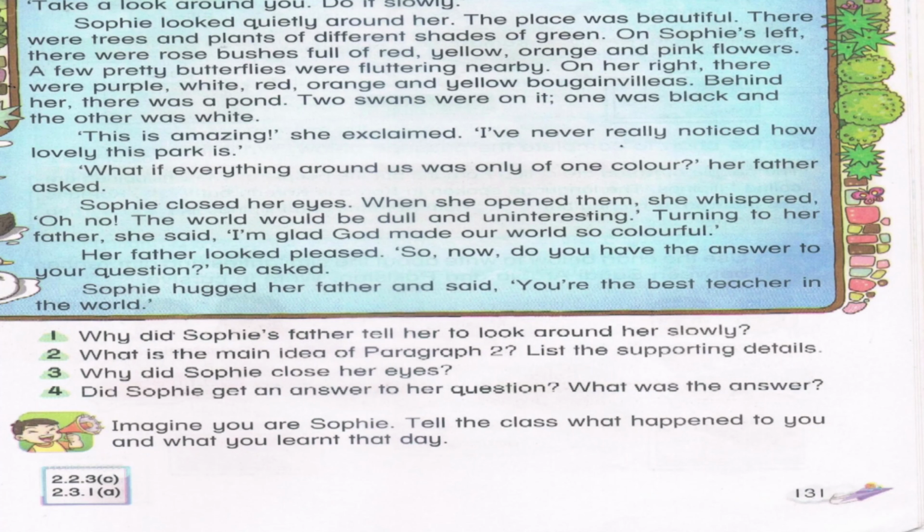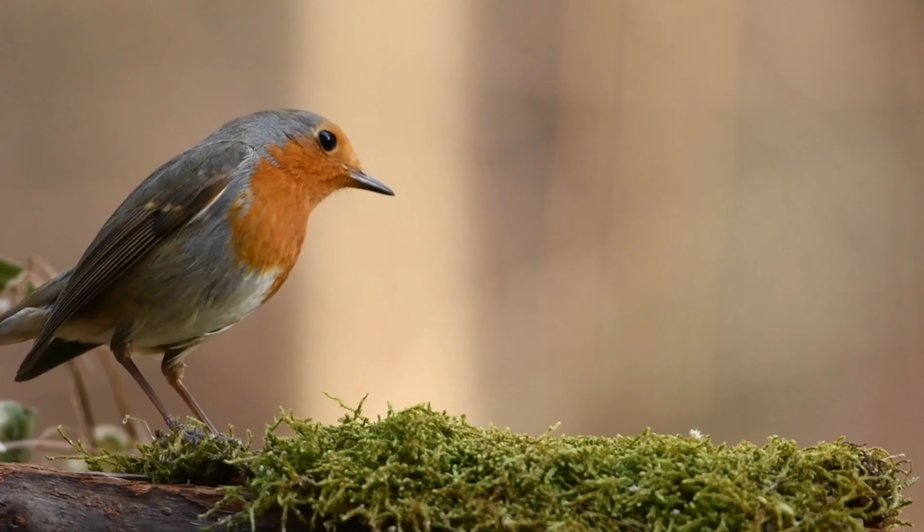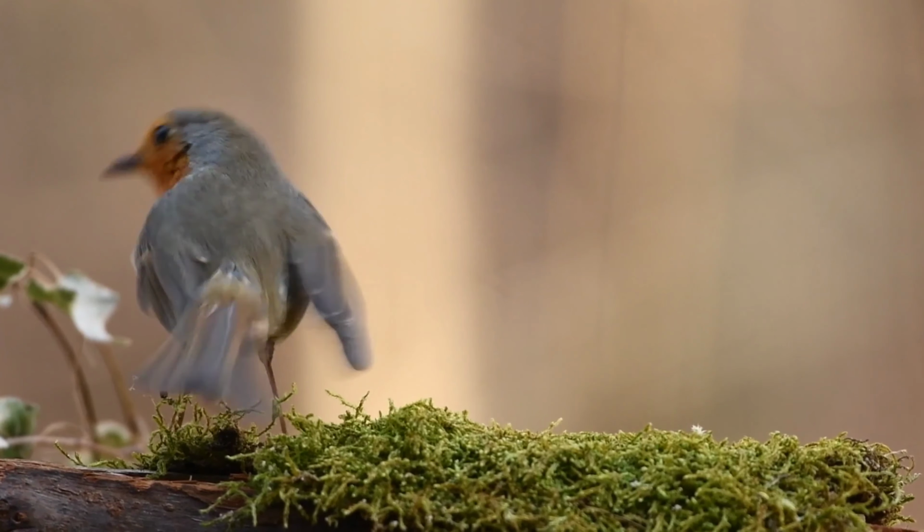Alright guys, let's try to answer the questions that follow. Question number 1. Why did Sophie's father tell her to look around her slowly? It is because the place around her was beautiful and colorful.